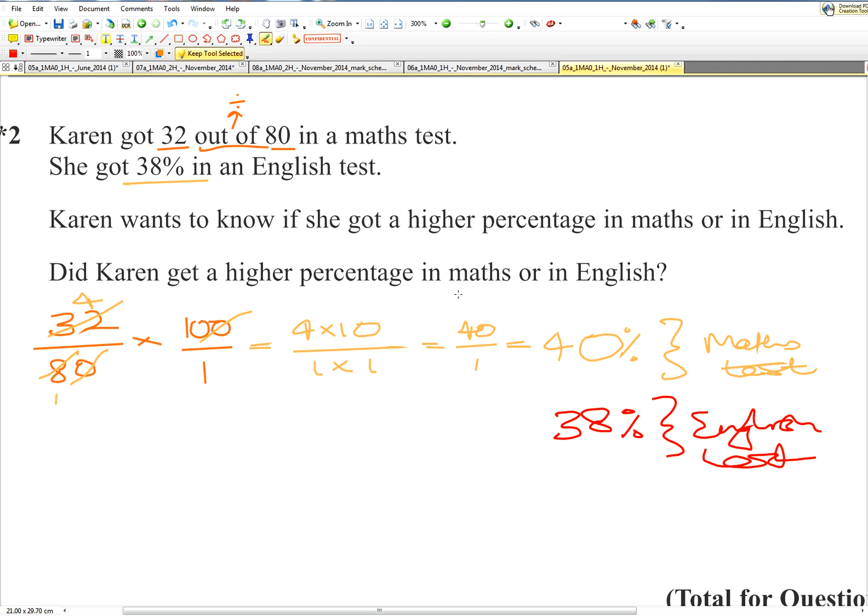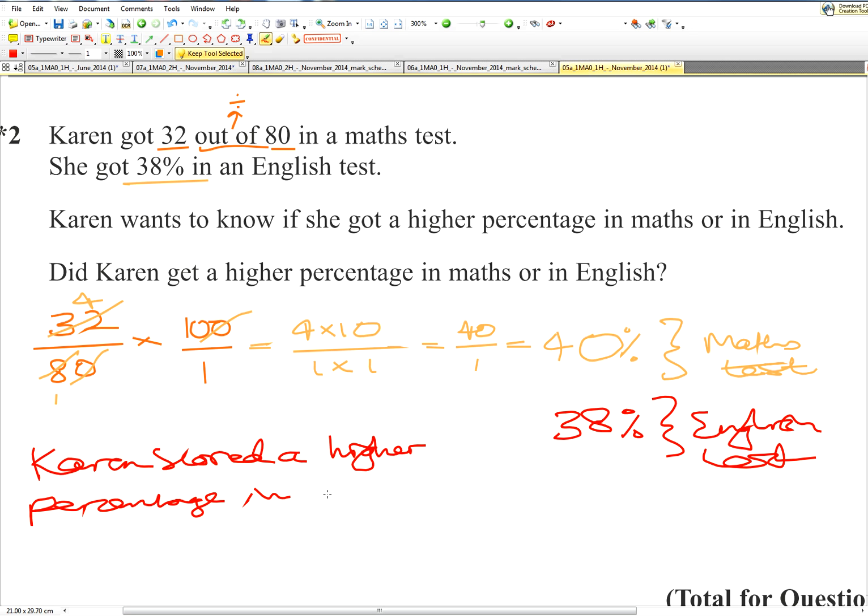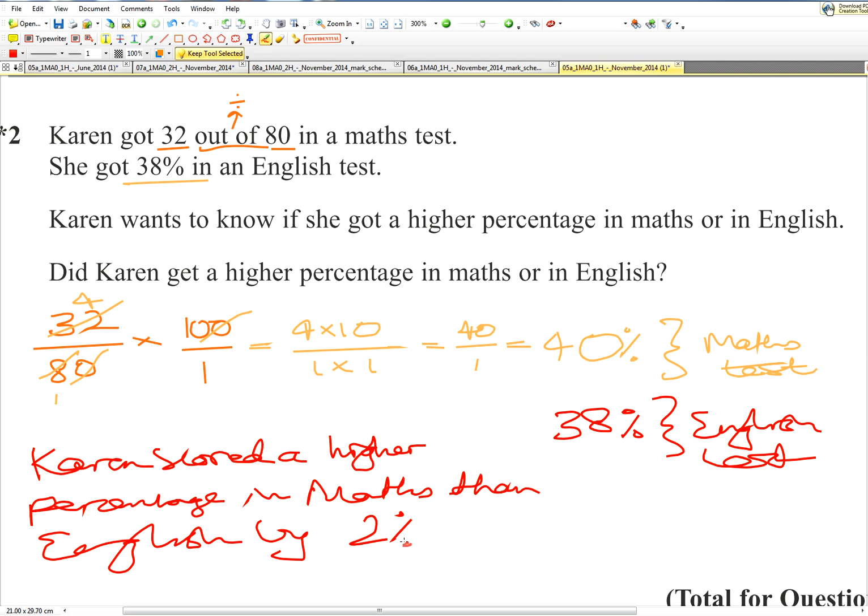And I say, did Karen get a higher percentage in maths or in English? And the answer is: Karen scored a higher percentage in maths than English by 2%. That's the difference. And that would be sufficient as an answer to the question.